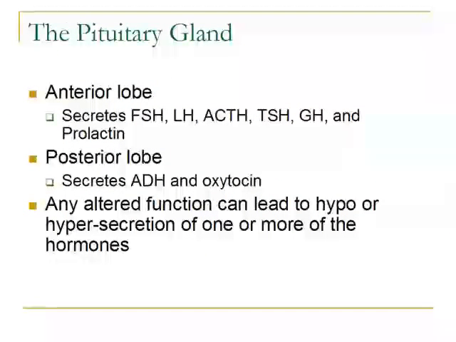The anterior lobe secretes follicle-stimulating hormone, luteinizing hormone, adrenocorticotropic hormone, thyroid-stimulating hormone, growth hormone, and also prolactin. The posterior lobe secretes antidiuretic hormone and oxytocin. So any altered function can lead to a hypo or hypersecretion of one or more of the hormones that are listed there on the slide.